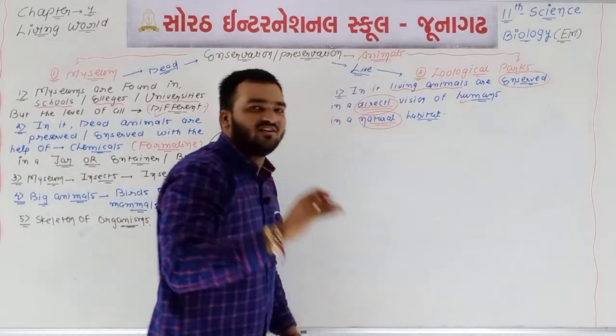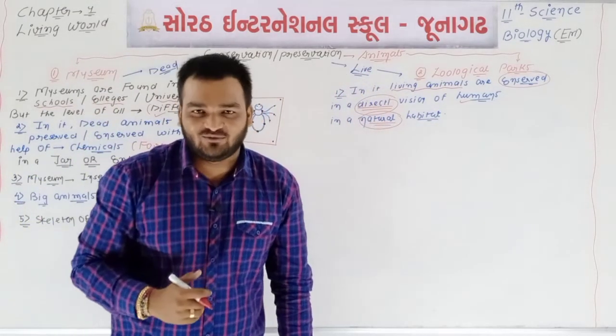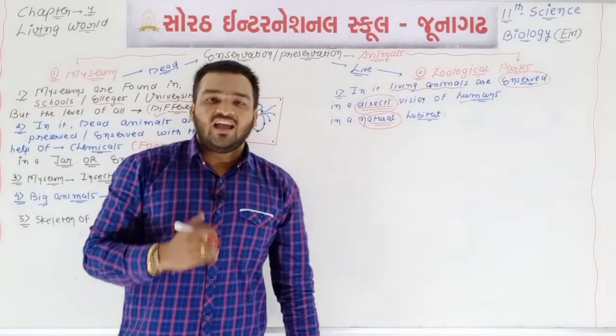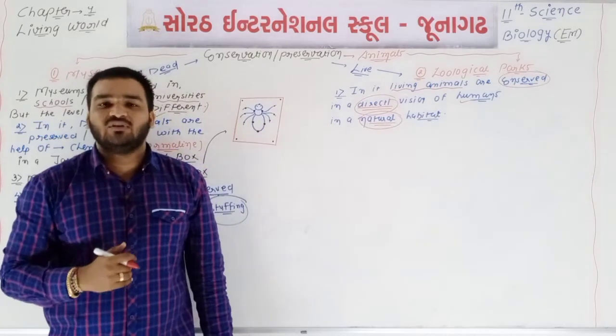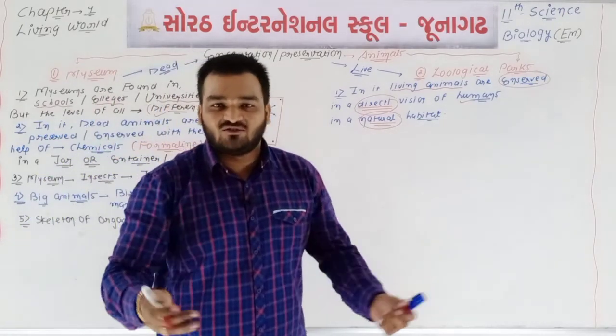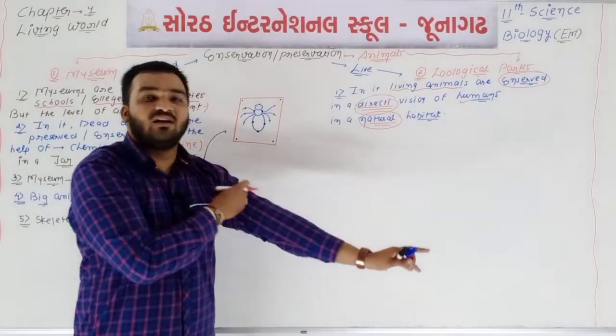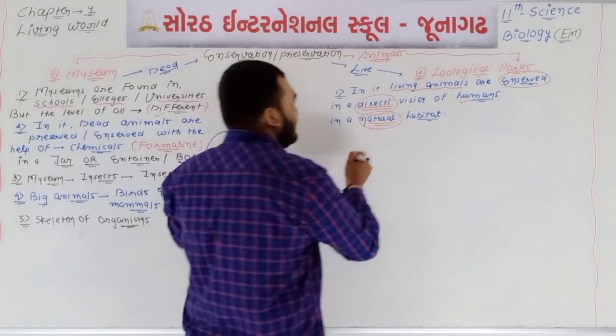It means in the cage of a lion, we are not going to place furniture like a sofa. In a cage of deer, or in a cage of giraffe, we are not arranging chairs. It means we are going to arrange their natural habitat. So that is the first point about the zoological park.